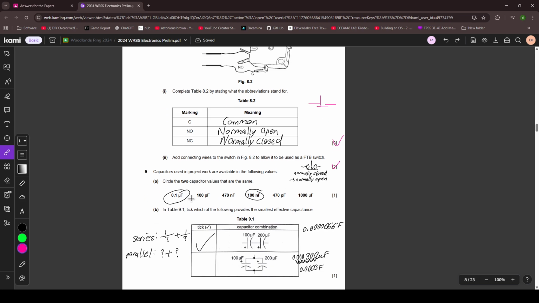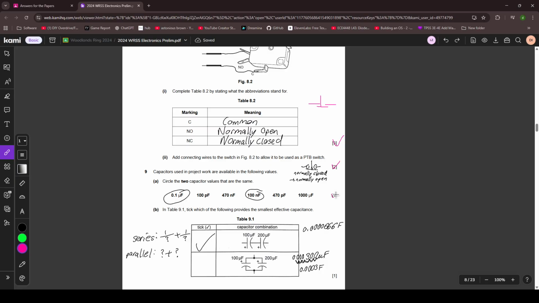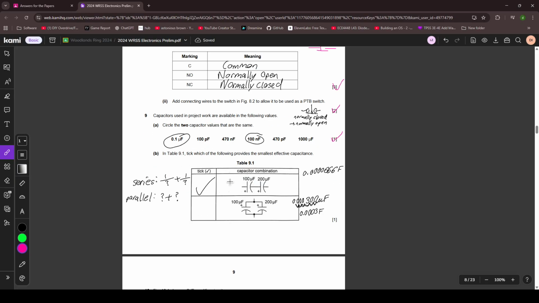Okay, so for all this, you just put it in the calculator and then get the actual answer. Are you right? Yeah, you are. Okay. In this tick, which of the following provides the smallest effective capacitance? Yeah, it's this.